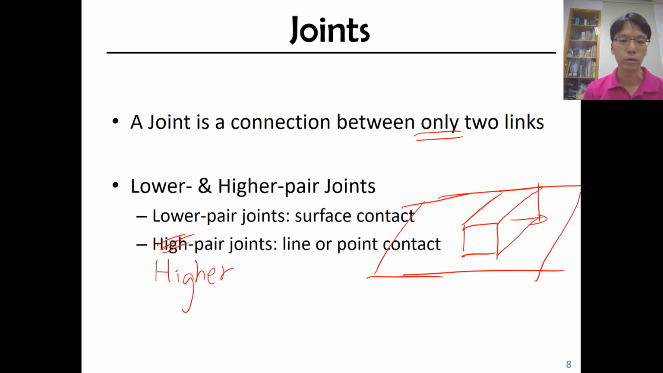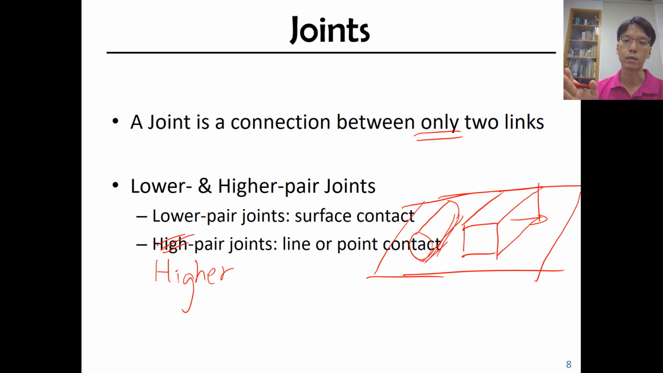A higher pair joint means the contact is only a line or a point. So imagine if I put a cylinder on this surface, then what would be the contact condition between the cylinder and the surface? It will only be a line contact, right? Because only the very bottom of the cylinder will contact the surface. So the contact condition is only a line.